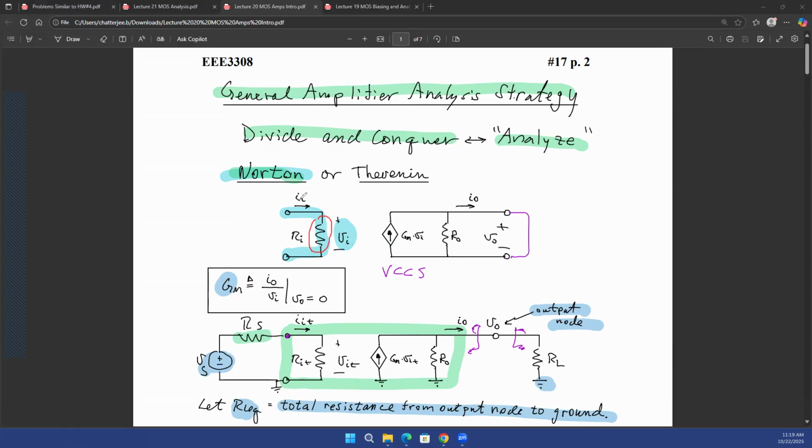For the MOSFET, we said that because of the gate of a MOSFET, there would be no current going in. In that case, your input resistance for the MOSFET could be infinitely large. But right now we are talking about the general amplifier analysis, where you can have an input resistance as well, because in the op-amp we did.